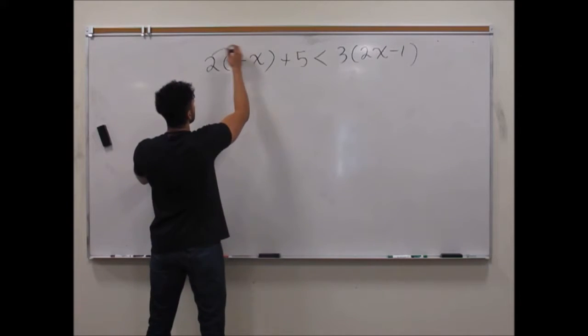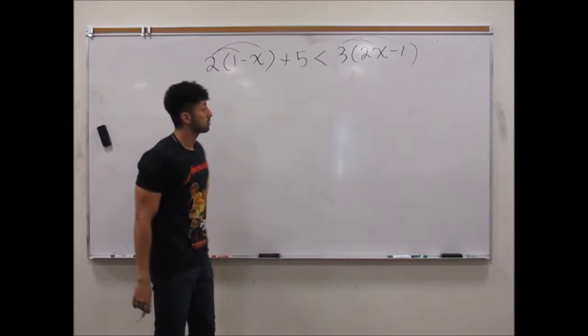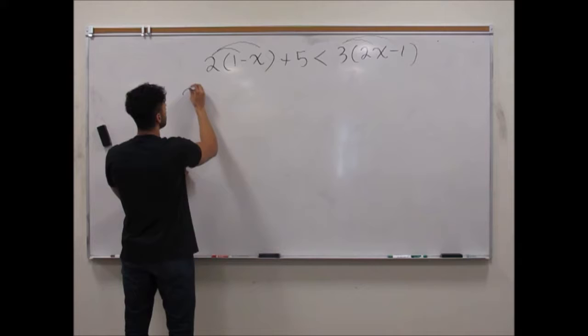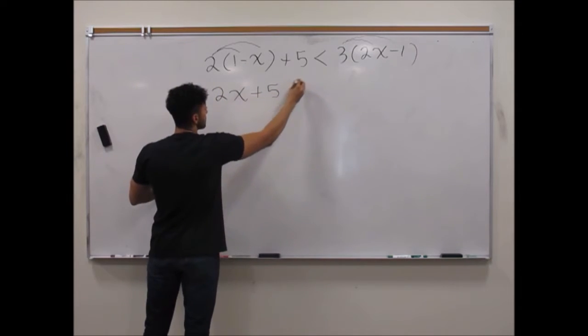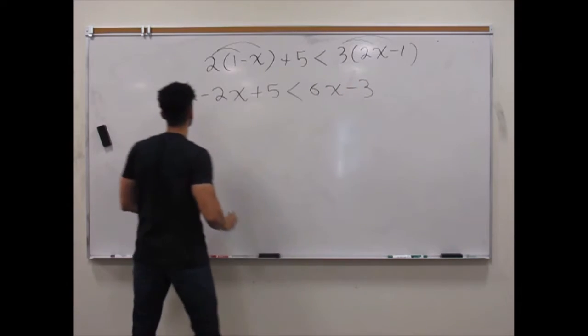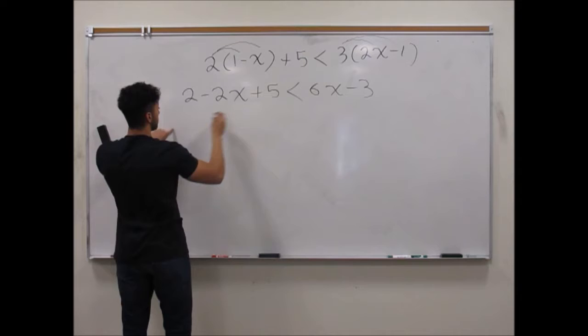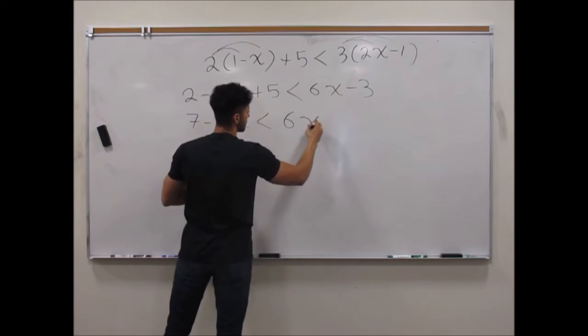So let's distribute first. And I'm assuming you already tried this. So you get 2 minus 2x plus 5 is less than 6x minus 3. Combining, we get 7 minus 2x is less than 6x minus 3.